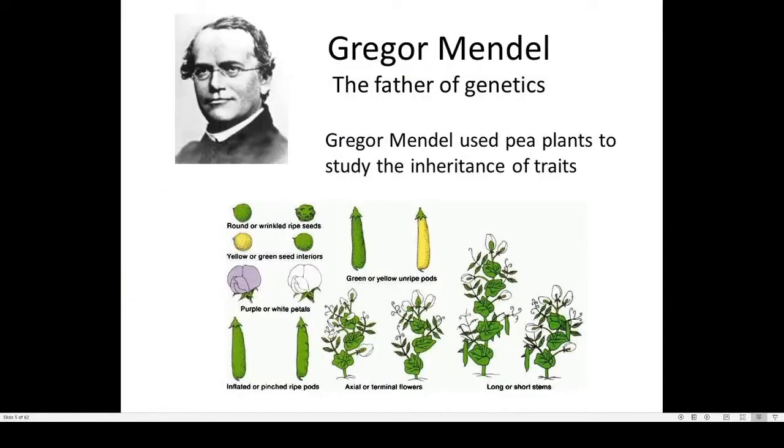So Gregor Mendel is considered to be the father of genetics. He used pea plants to study the inheritance of traits. So how is that?